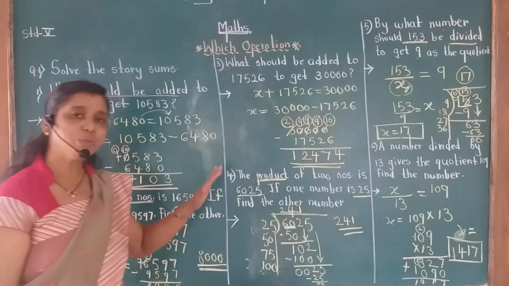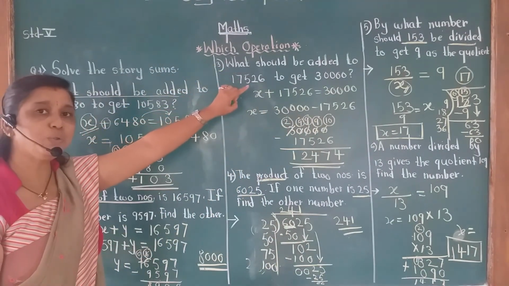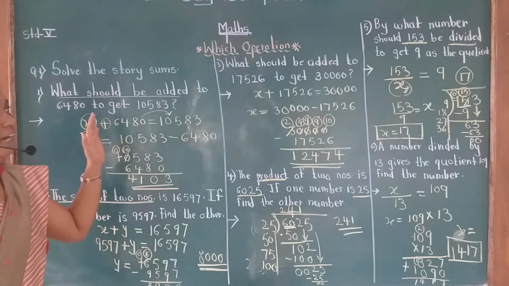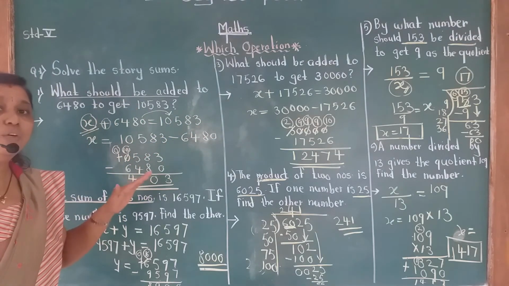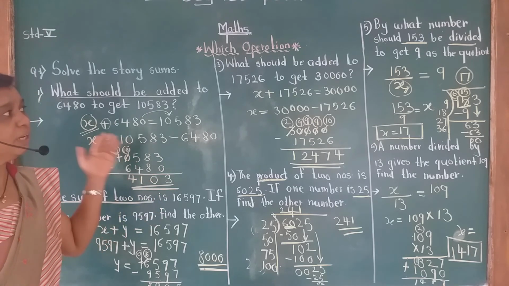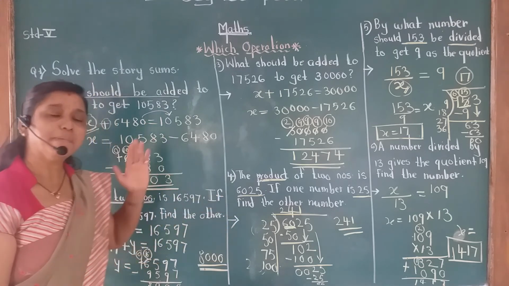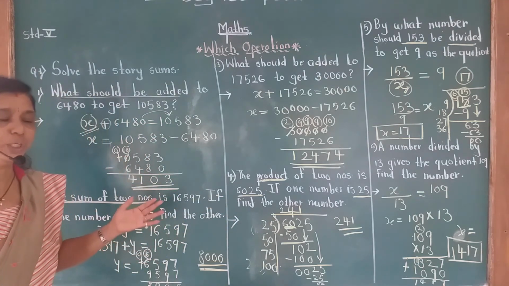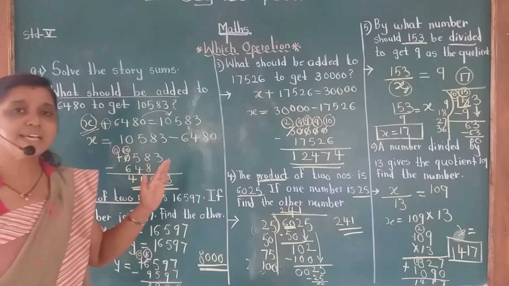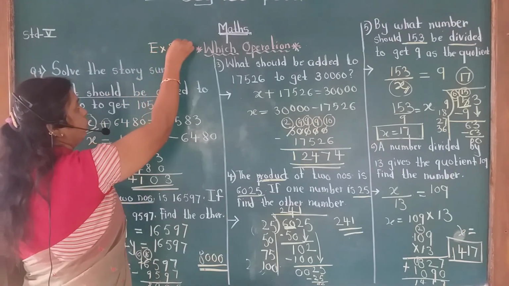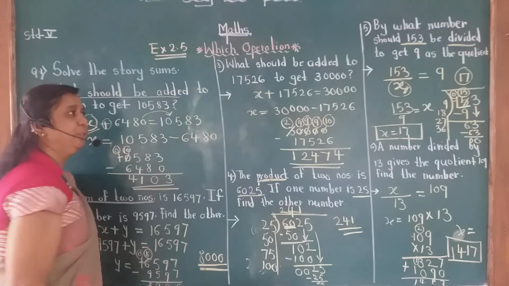So understood, student, which operation you have to do first? It depends upon the condition, and you have to see properly what you have to do, which number you have to find by division, by multiplication, by subtraction, or by addition. So see student, this exercise, that is exercise 2.5 from your textbook, you have to solve in your notebook.